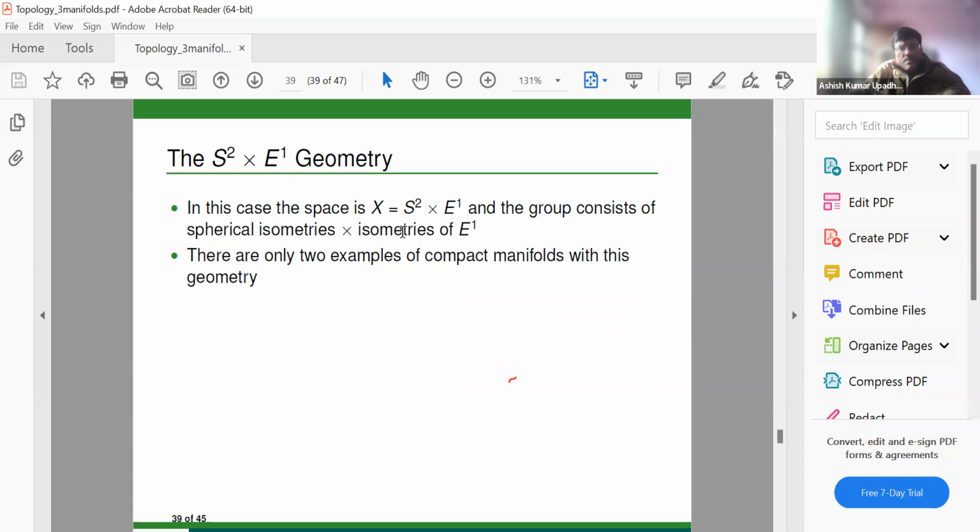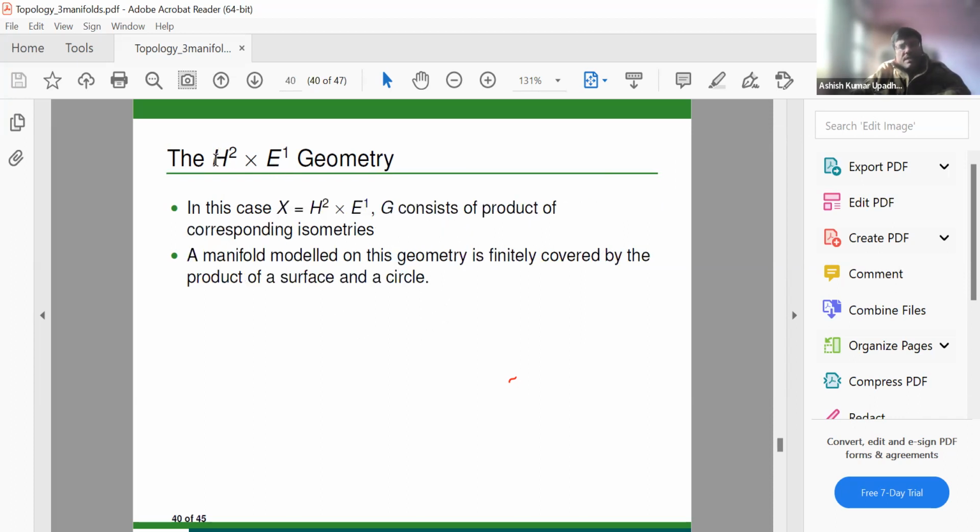There are some other geometries which are known as product geometries. So this is S2 cross E1 geometry. In this case, the space is S2 cross E1. You can see that this is a simply connected space. And in this case, for the group, you have to take the isometry group of this, in product with the isometry group of this, that is the group. And till now, there are only 2 examples of compact manifolds with this geometry.